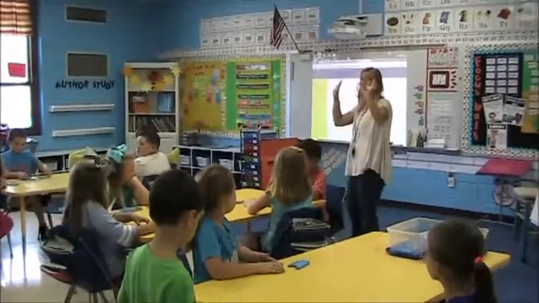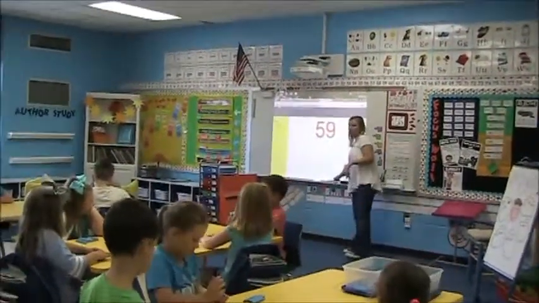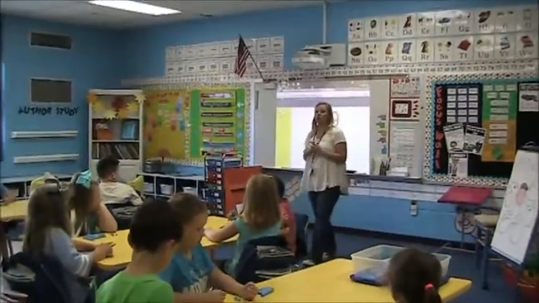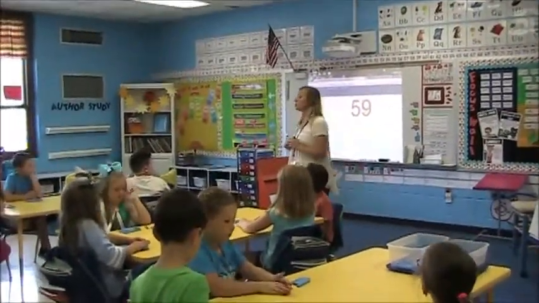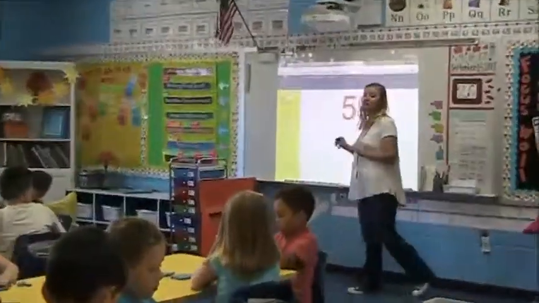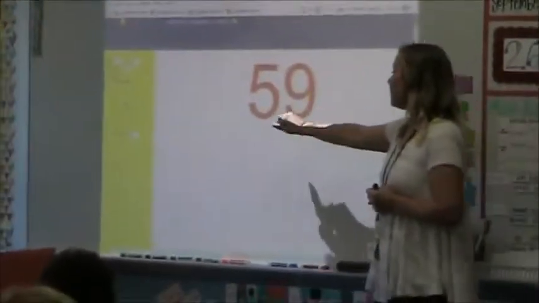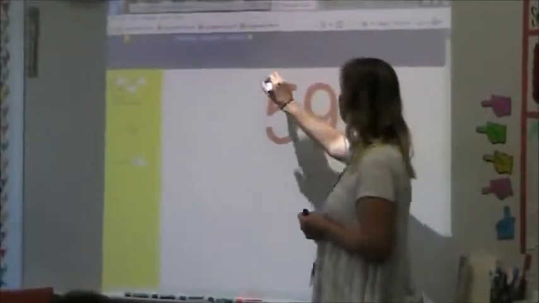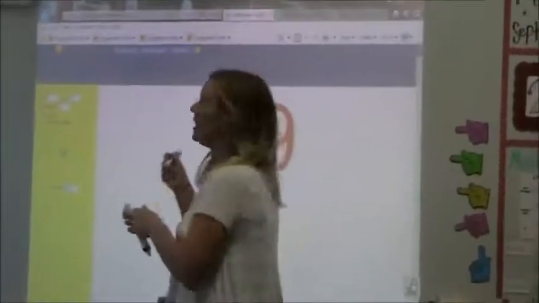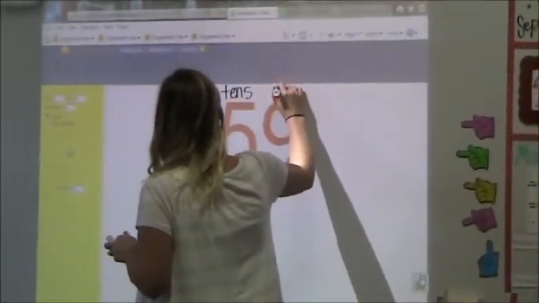To generate a number with my snazzy wazzy magic pen. The number's going to pop up and you have to make that number with your 10s and 1s. Now let's just practice with this number. Tell me what number this is? 59. This is our 10s place and our 1s.